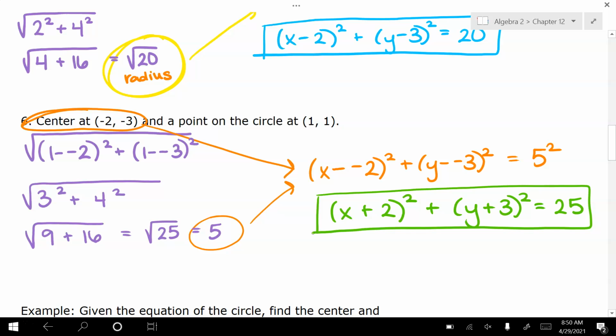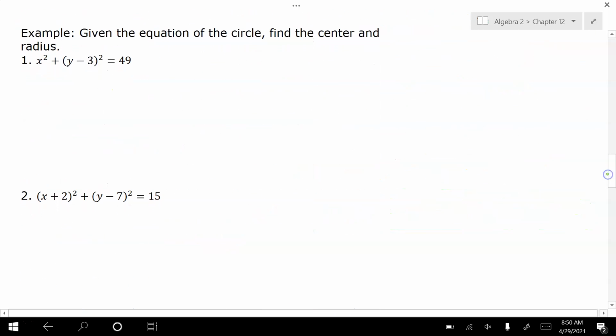All right, so let's turn the page. We're going to switch gears just a little bit. Instead of us writing the equation out, they're going to give us the equation. And what we need to do is pull the center and pull the radius and then graph these circles.